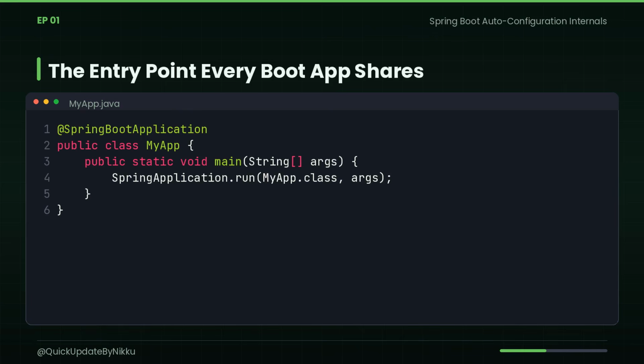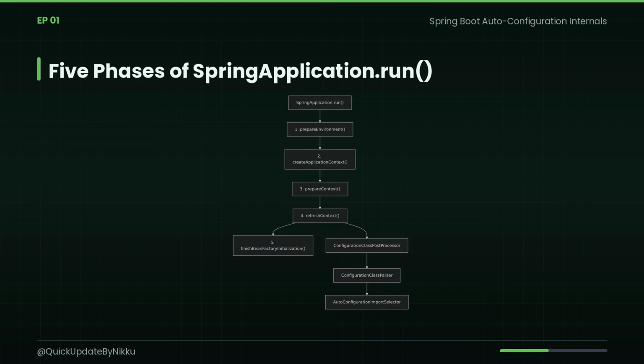Every Spring Boot application starts with this same call, SpringApplication.run. You write it once and largely forget it, but it kicks off a very deliberate sequence of phases. Understanding those phases is the key to understanding auto-configuration. These 5 phases execute in strict order. Environment wiring happens first, context creation second, your primary source registration third. All the interesting work, including auto-configuration, happens inside refresh context. Actual bean instantiation only comes last, in finishBeanFactoryInitialization.